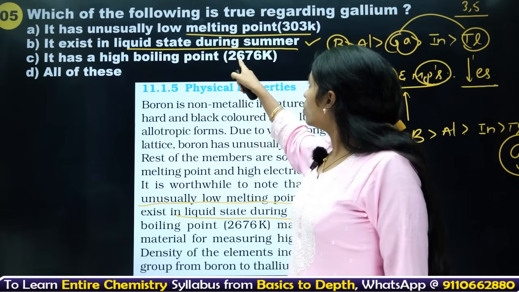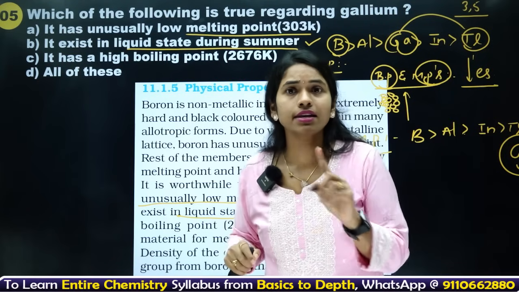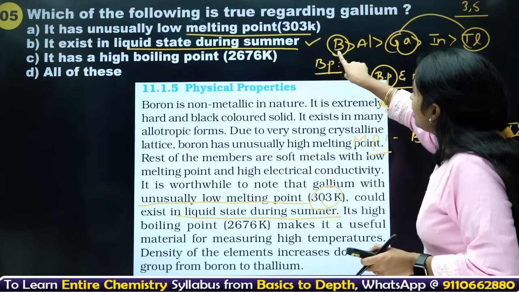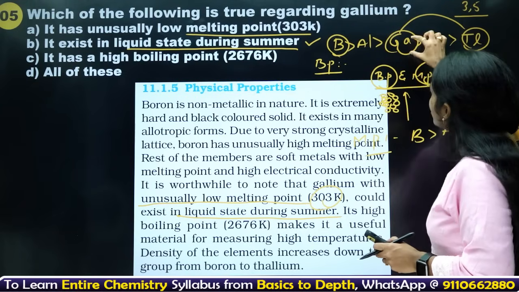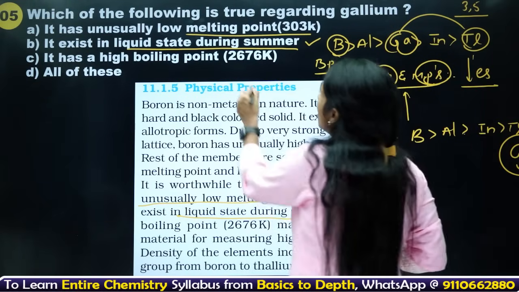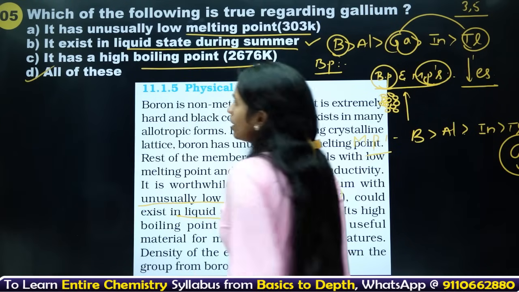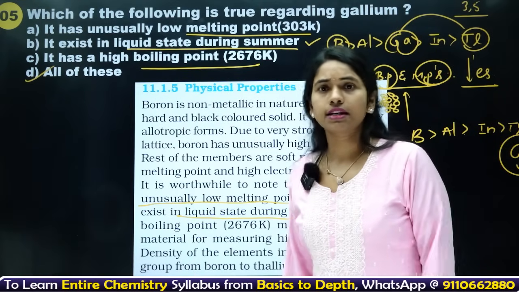How much? 2676. I am not saying it is the highest in the entire p block. The highest element in the entire p block is boron, but among these three, gallium has the high boiling point. Option D, all the statements are correct.